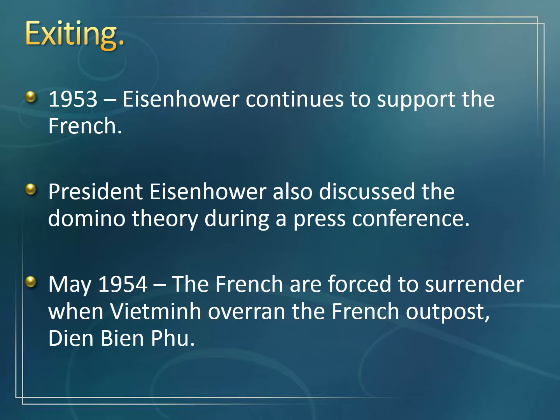In May 1954, the French were forced to pull out of Vietnam and surrender when the Viet Minh overran the French outpost Dien Bien Phu.